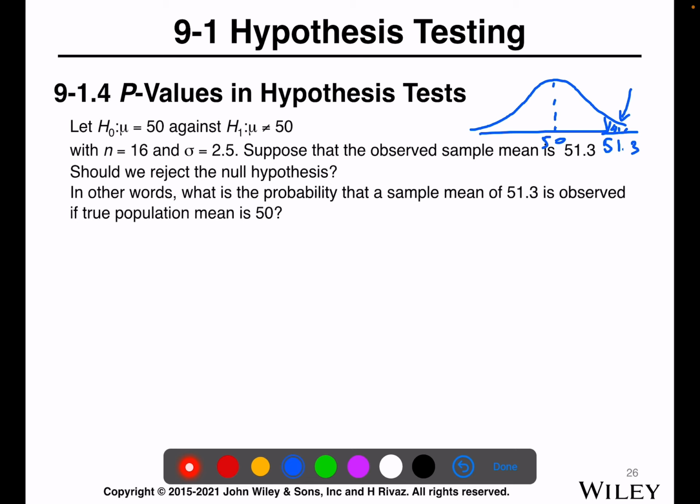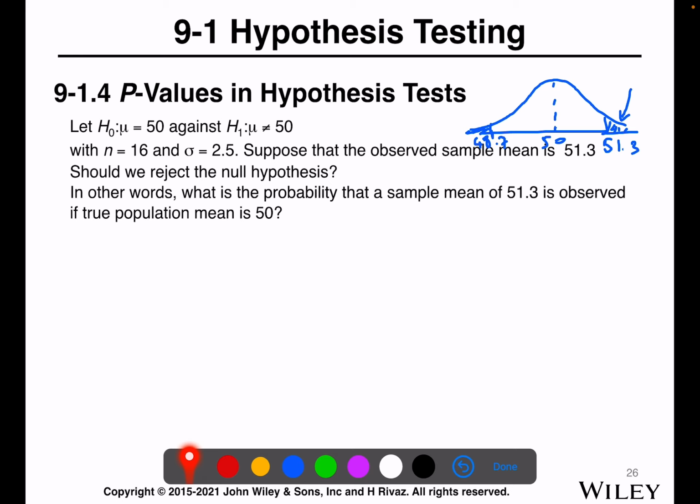But since the question doesn't say that it's a one-sided test, meaning that it doesn't say that we are only interested if it's more than 50, we have to also look at the other side. So we have to subtract 1.3 from 50. So that's going to be 48.7, right? So basically, we have to calculate this area under the curve, right? This area plus this area.